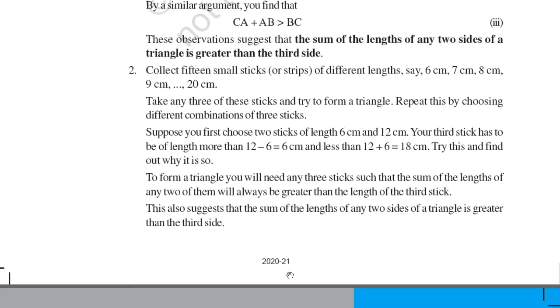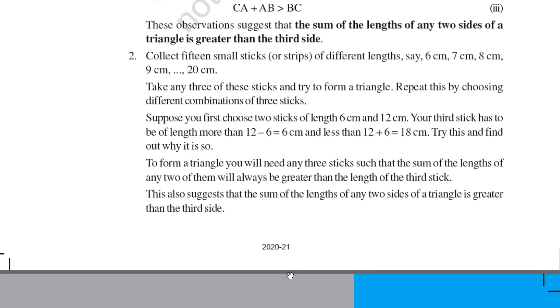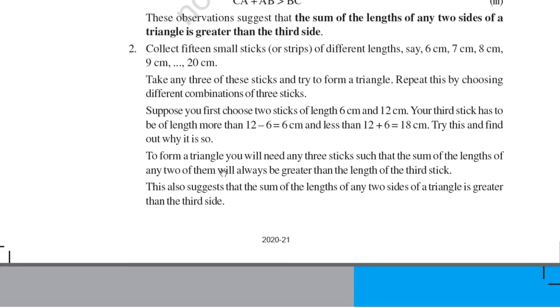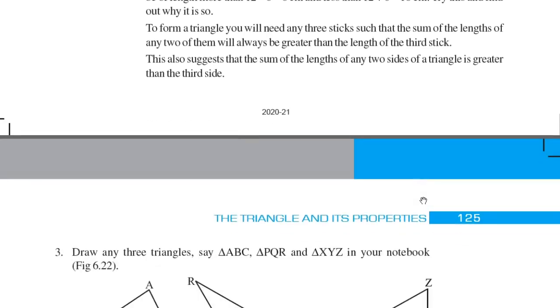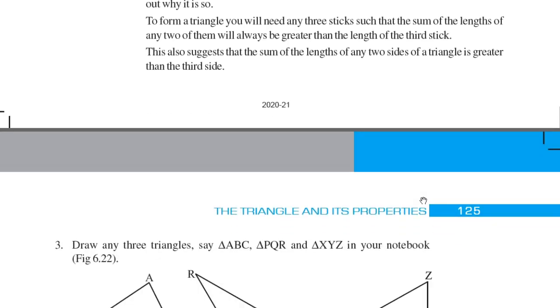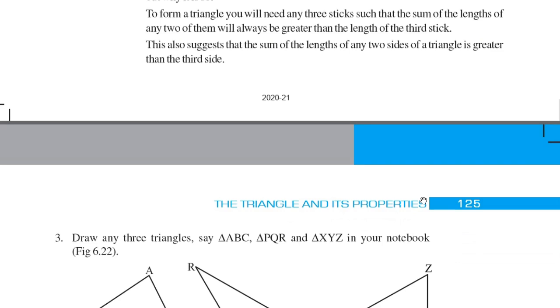To form a triangle, you will need any three sticks such that the sum of the lengths of any two of them is always greater than the length of the third stick. This also says that the sum of the lengths of two sides of a triangle is greater than the third side. So whenever you add two sides of a triangle, it will always be greater than the third side.